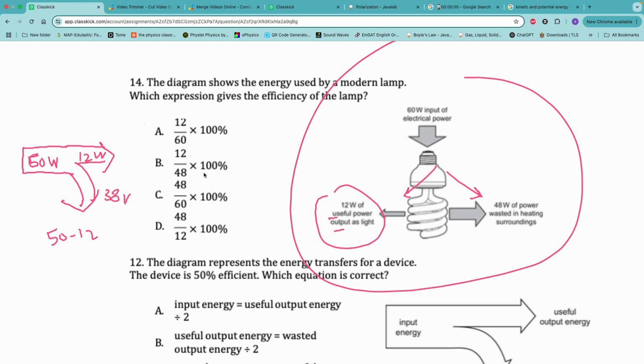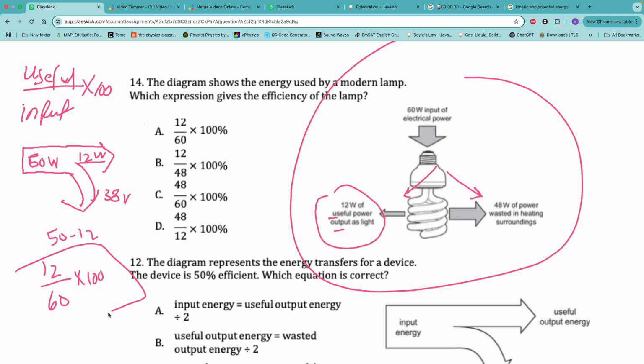Now, which one of these expressions shows the efficiency? Normally, to calculate efficiency, we use the formula: useful energy over total input times 100. So the useful energy is 12, the total is 60, times 100. This is the best expression to show efficiency.